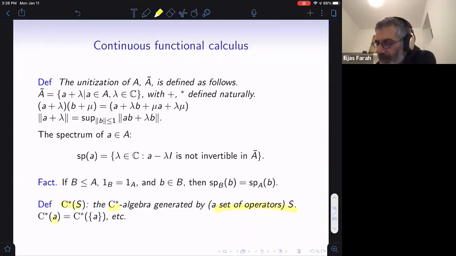Also, if I have just one element a, I'll drop these curly brackets, and C-star of little a is C-star of this set. You can guess all sorts of combinations if I have two elements and so on; what C-star of something means is always going to be completely clear from the context. The reason I'm saying all this is that we want to understand what the C-star algebra generated by a single element is. In general, we don't know, but if that element is normal, then we have complete information. Remember, normal means it commutes with its adjoint.